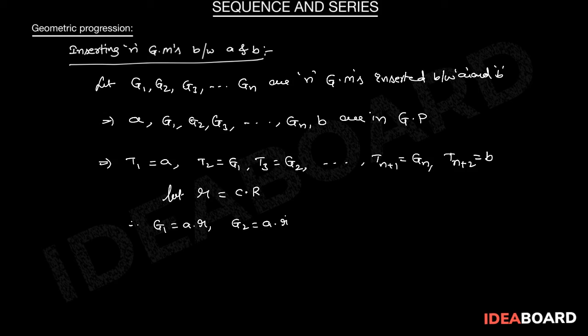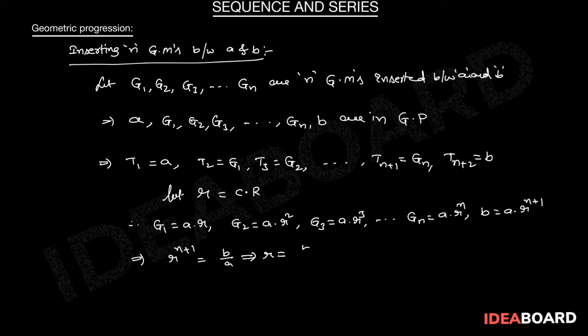G2 equal to A into r square, G3 equal to A into r power 3 and so on. Gn equal to A into r power n and B equal to A into r power n plus 1. That implies r power n plus 1 equals B by A. That implies r equals (B by A) whole to the power of 1 by n plus 1.